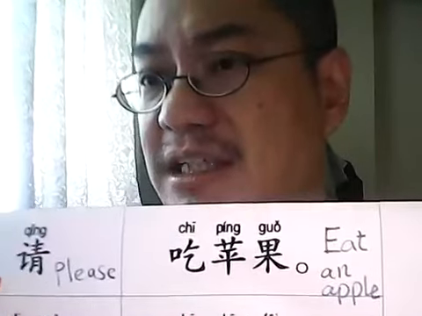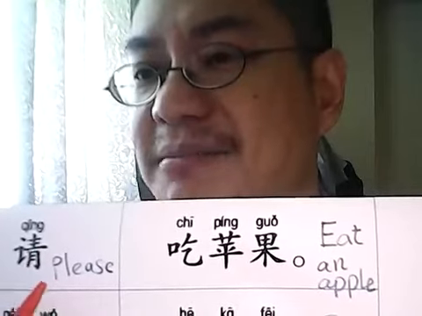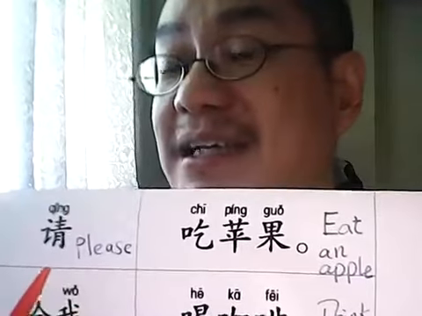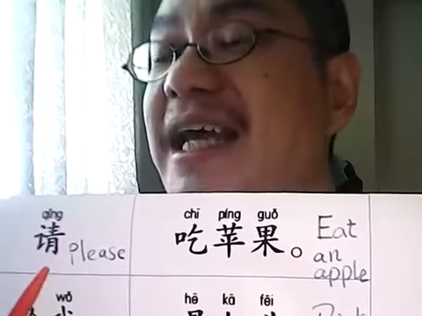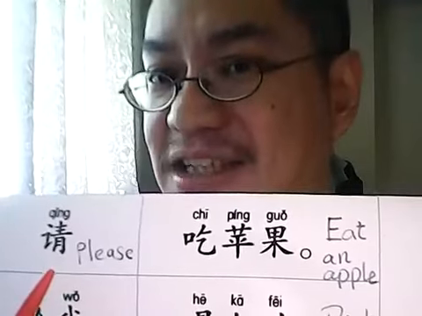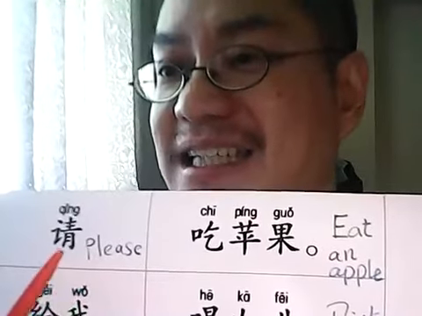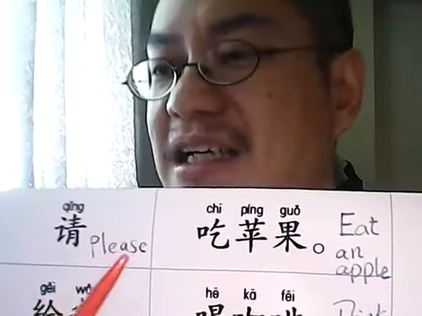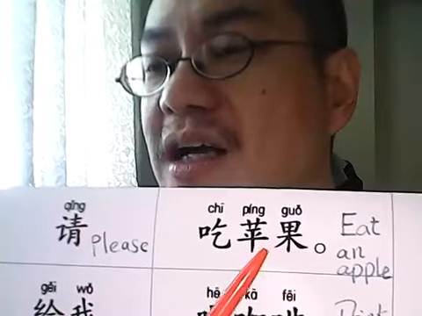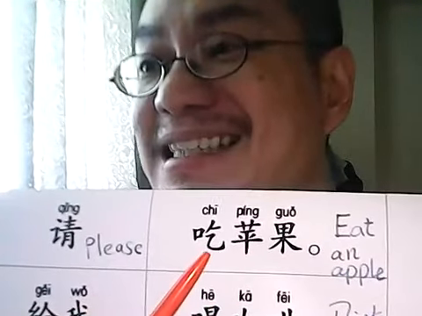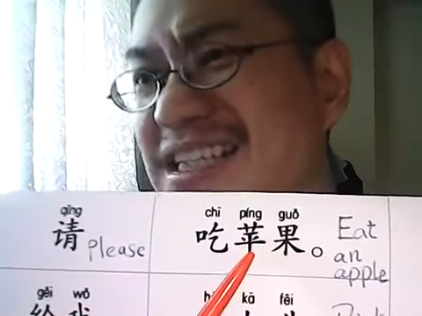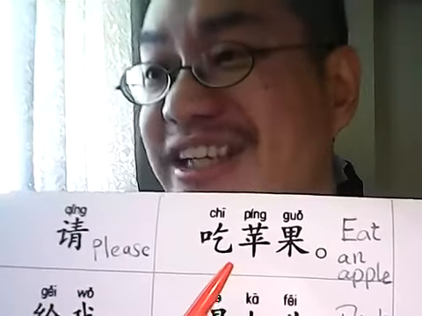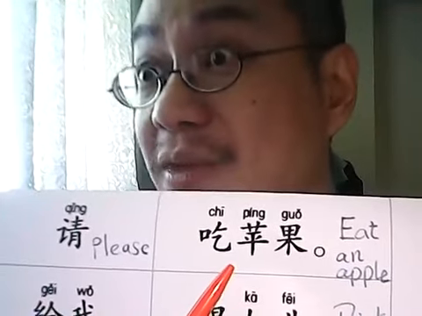Can you see this? 请. Okay, 请 means please. So you can add one magic word 请 in the beginning of a sentence. So you can say 请吃苹果. Please eat an apple. In Chinese, you don't need to say 吃一个苹果. No, you don't need to say 一个. You just say 吃苹果. Eat apple. That's good enough.